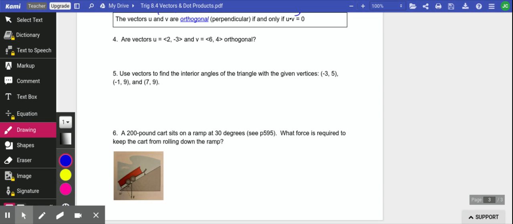Right now, we just want to answer the question: are these two things orthogonal? So we're just going to take these two vectors and multiply them and see what happens. We do 2 times 6 plus negative 3 times 4, and we get 12 plus negative 12, which is 0. So the answer is yes, they are orthogonal. That was easy.